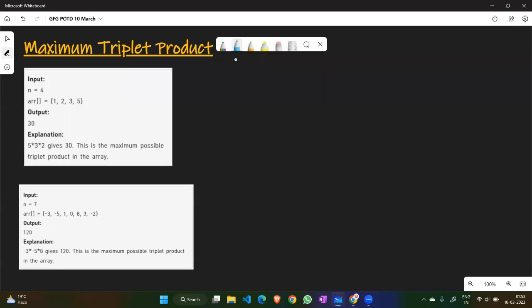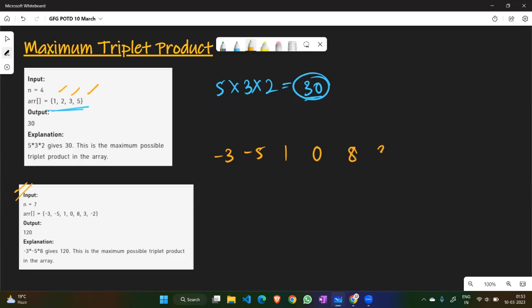Here, given the array 1, 2, 3, 5, the maximum triplet product will be 5 into 3 into 2, which equals 30. That is the maximum because we are taking the maximum elements in the array. Now, similarly, there is a second test case: -3, -5, 1, 0, 8, 3, -2. Here when we take the maximum elements 8, 1 and 3, it will give 24.